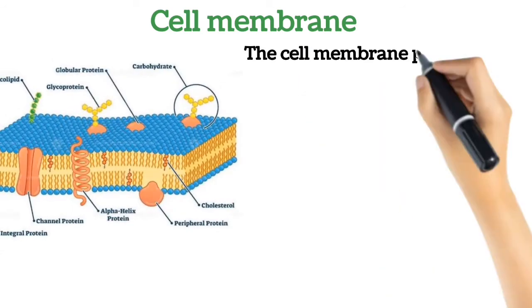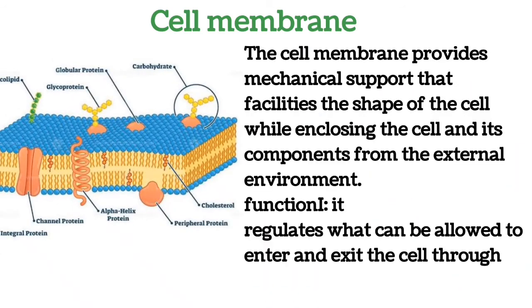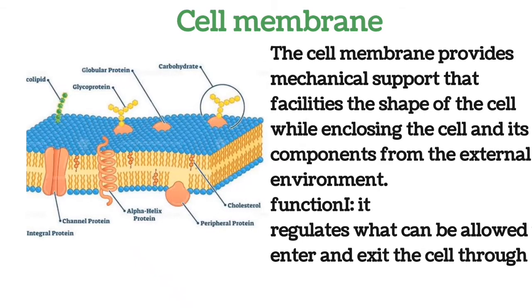The cell membrane. The cell membrane provides mechanical support that facilitates the shape of the cell while enclosing the cell and its components from the external environment. Function: it regulates what enters and leaves the cell.